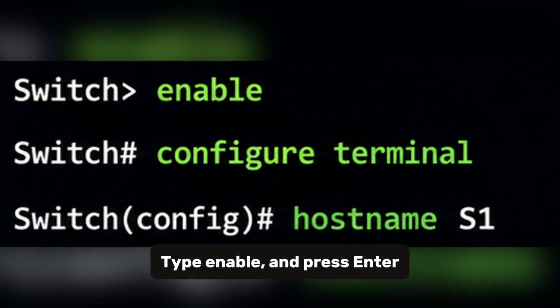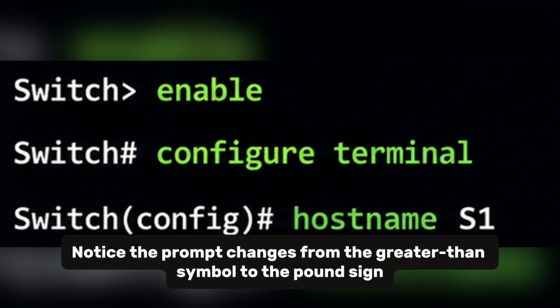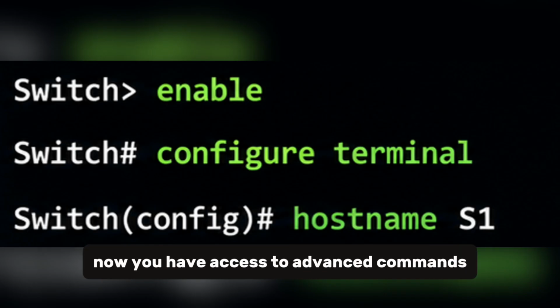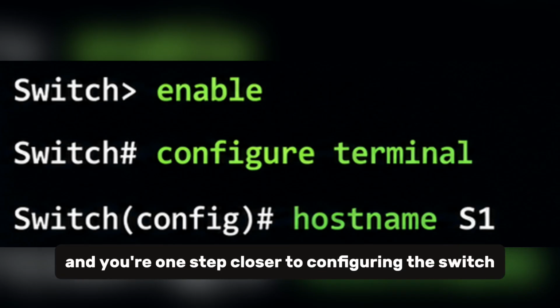Type enable and press enter. Notice the prompt changes from the greater than symbol to the pound sign. This is called privileged exec mode. Now you have access to advanced commands and you're one step closer to configuring the switch.